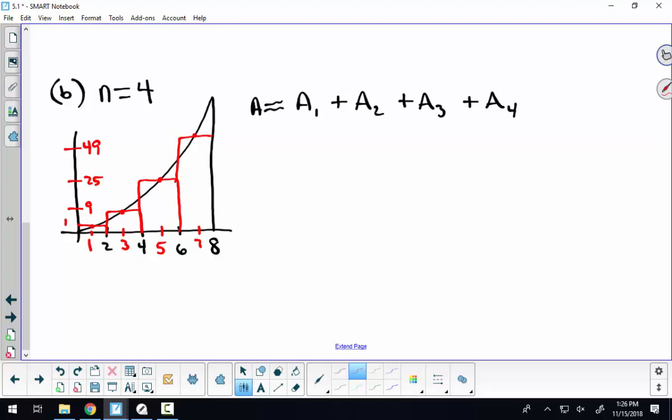So we've got the area of rectangle 1 is the base. Notice the base of the rectangles are always the same. We're keeping those uniform. So here it's 2. So we have the base times the height. Let me just write this out so we can see this. The base times the height. Area of rectangle 2, base times the height. Area of rectangle 3, base times height. Area of rectangle 4, base times height.